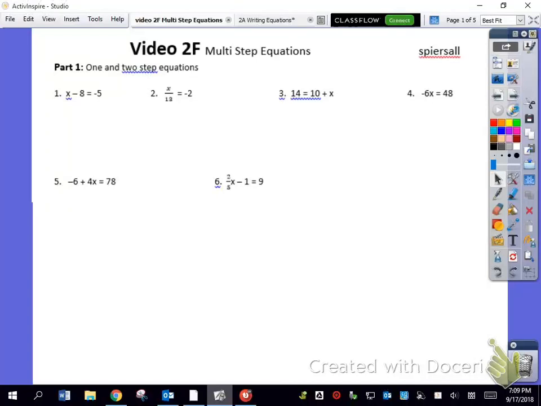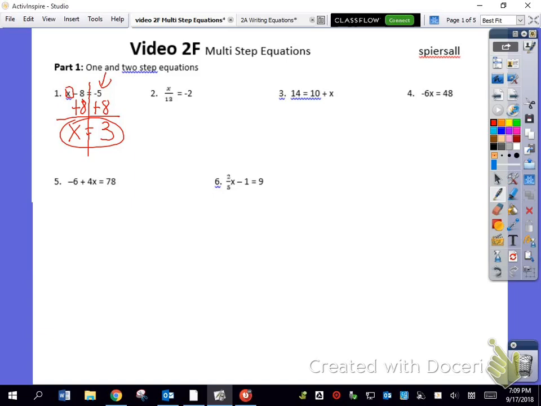Okay, so we are going to put everything together. This is just a review. Remember, if you just have one operation, this is a one step. The opposite of subtracting is to add. So you would add 8 to both sides. So you would put in -5 plus 8, which is 3. That would be your answer.